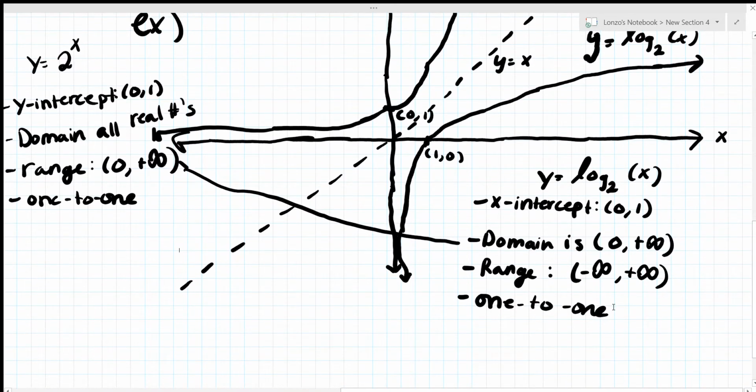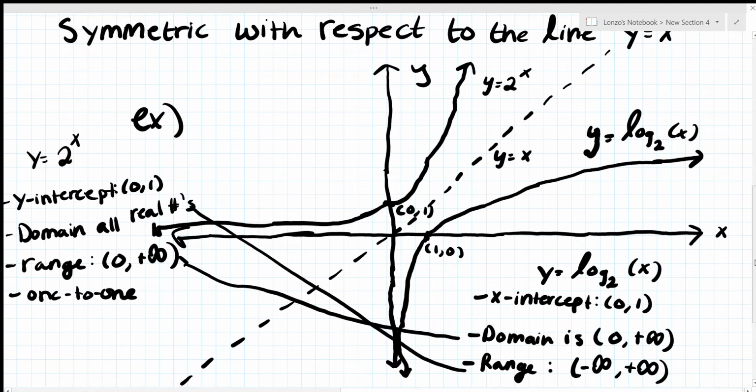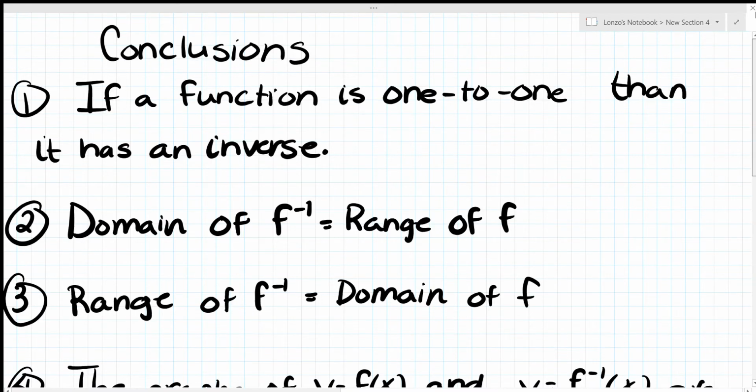What about the range of this one? We have from negative infinity to positive infinity. The range is also the domain of the exponential graph, right? And they're both one-to-one. And if you put a linear asymptote like this one, y equals x, notice that they're symmetric. If you fold it in half, they're symmetric to each other. So those are some of the properties of inverses and one-to-one functions.